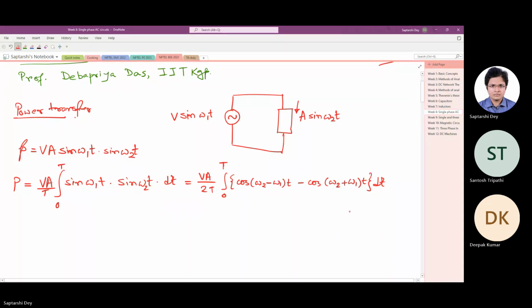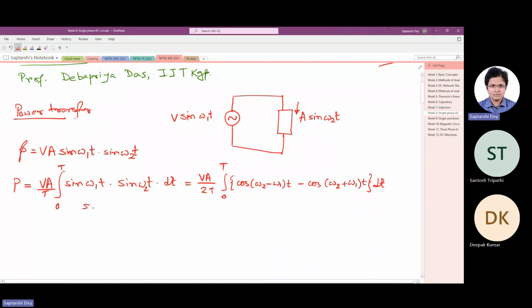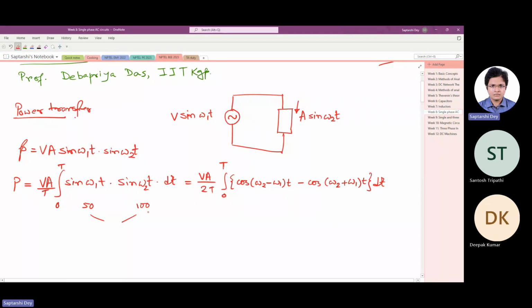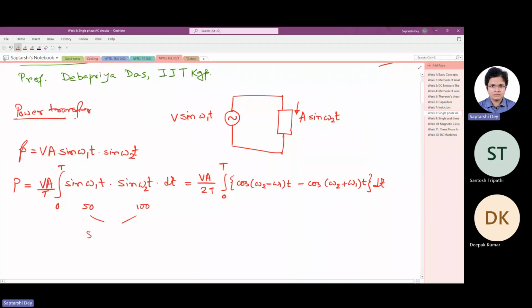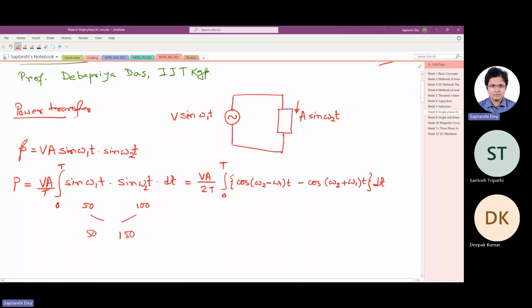Right? So two sinusoids. The instantaneous power has two sinusoid components. One is omega 2 minus omega 1, another one is omega 2 plus omega 1. Say for example, if omega 1 is 50 hertz and omega 2 is 100 hertz, then when you multiply these two, one is 100 minus 50, that is 50, and the other is 150, right?